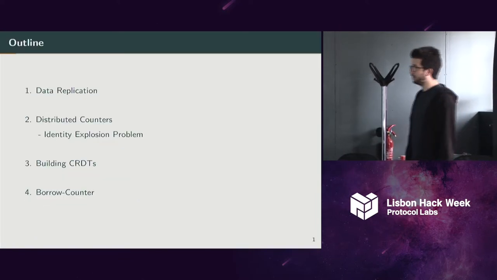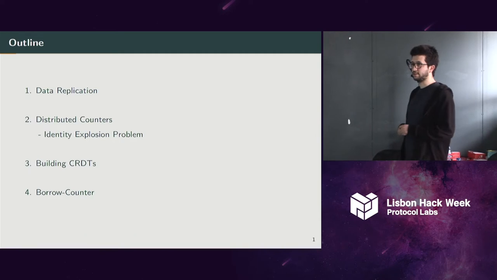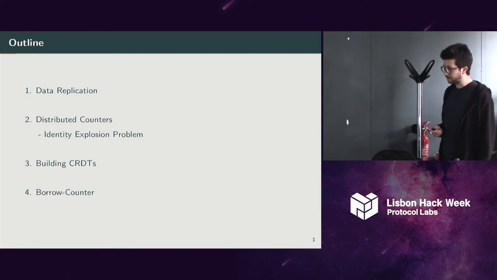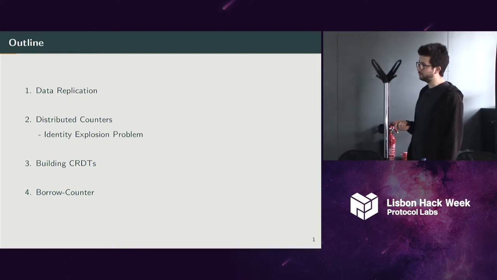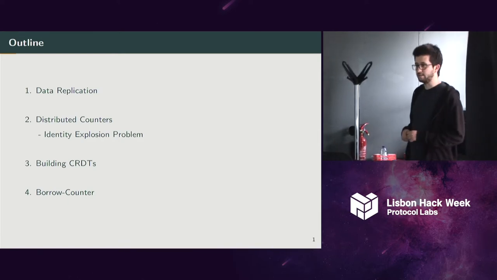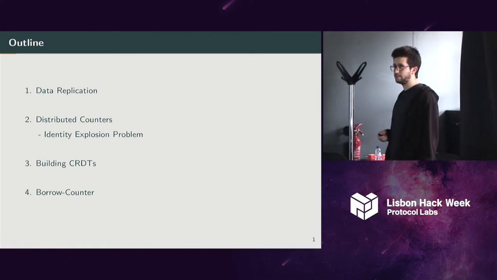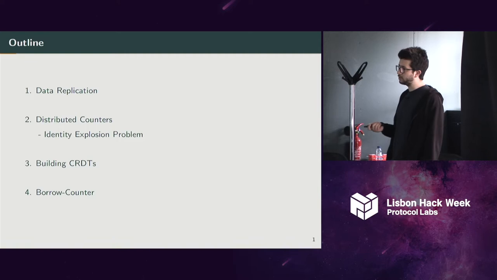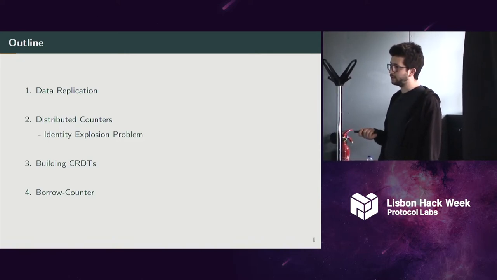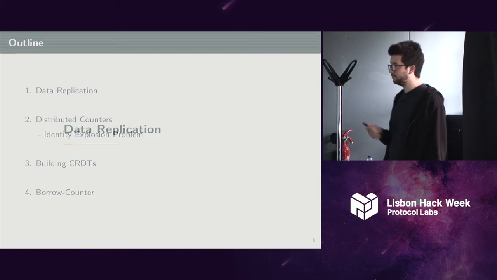So maybe it's not needed, but I'll motivate why we actually do data replication. And then I'll talk about this problem that we have in CRDTs, the identity explosion. And then how we actually build CRDTs. So this may be useful for people that are now hearing about CRDTs for the first time. And then we use these techniques to build a bounded counter that attempts to solve that problem.